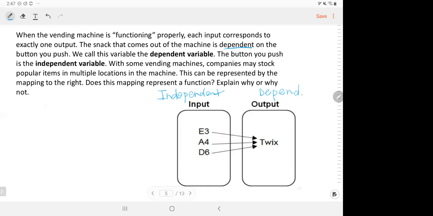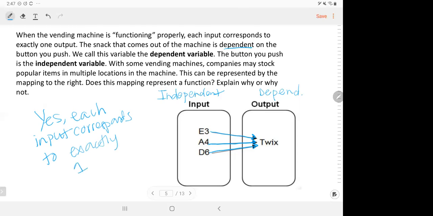In this case, we need to ask ourselves first, does each input correspond to exactly one output? Is there one arrow coming off of here? Yes. One arrow coming off of here? Yes. And one arrow coming off here? Yes. So we can say, yes, each input corresponds to exactly one output. Go ahead and write that down in your notes. Each input corresponds to exactly one output.